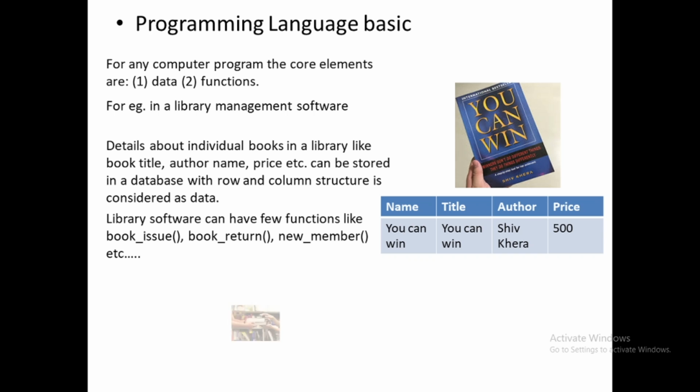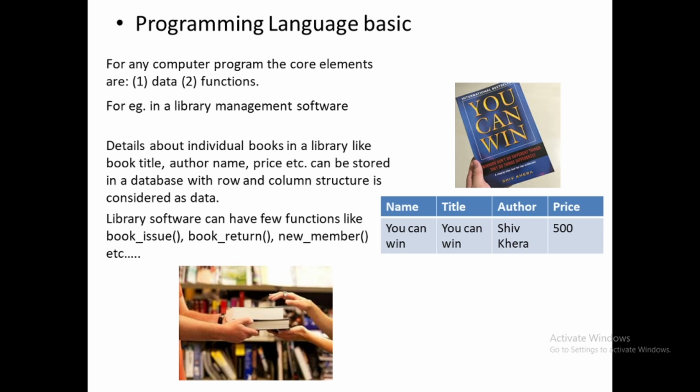Another thing, that is function. So library software can have a few functions like book issue, book return, new member, etc. So these are the coding that we have to write. So in short, we can say that in programming language, two things are important: data and function.